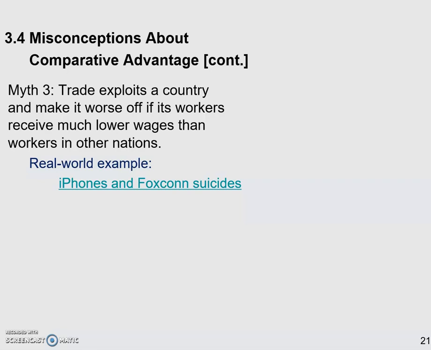Later in class, I will bring a real-world example about iPhones and its actual manufacturer, Foxconn. There was a series of suicides that took place at Foxconn's factories several years ago. But here I would like to raise a question. What is an alternative for them? I mean, these folks in developing countries. If they do not get involved in international trade, specifically exports, do they have a better choice, or do they have a choice at all without trade?